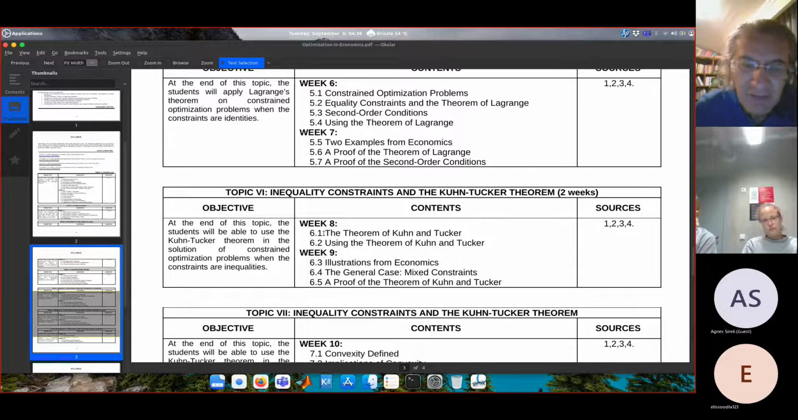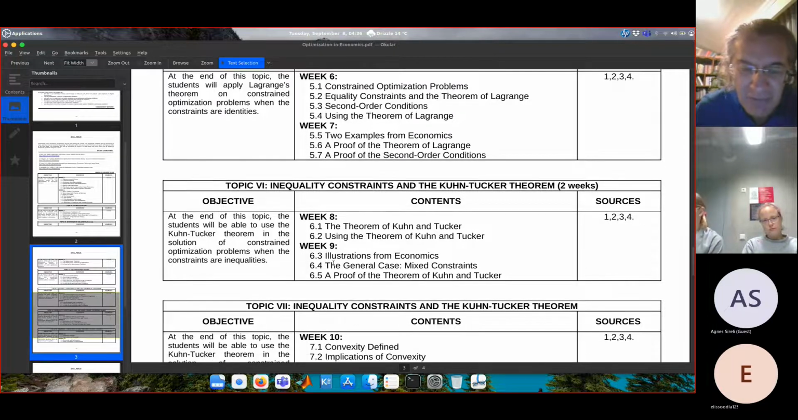Week number 8, we cover the theorem of Kuhn-Tucker and how to use the theorem of Kuhn-Tucker for optimization problems. Week number 9, we are going to cover illustrations from economics, some problems from economics. The general case when you have mixed constraints, that is equality, identities, and inequalities. And we are going to close this section with a proof of the theorem of Kuhn-Tucker.